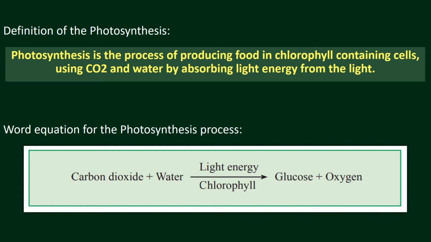And you can see that glucose and oxygen are written on the right hand side. It means these two are the products of this process. Light energy and chlorophyll are the other two factors, so they are written on the arrow. So considering all of these, we can take this as the word equation of the photosynthesis process.